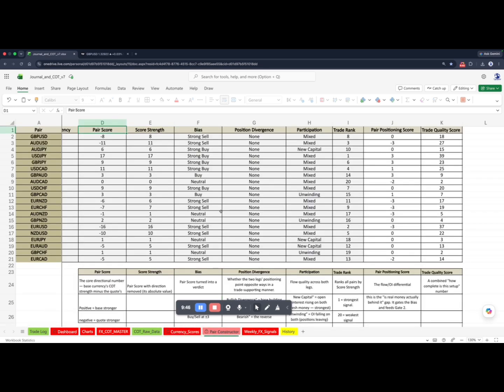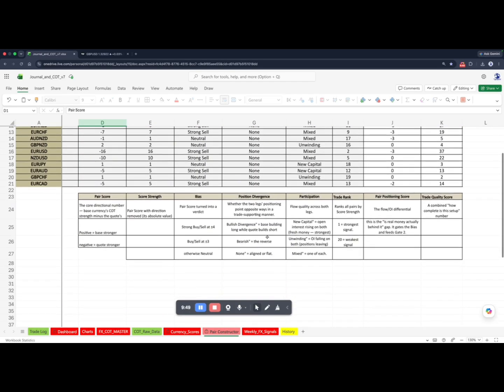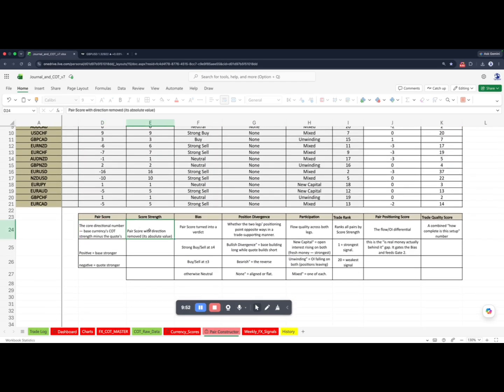Pair constructor, exactly the same. Nothing has changed here, apart from I've already added a little bit more of a unique description here for each one. So you're welcome to pause the video and take a look at that.